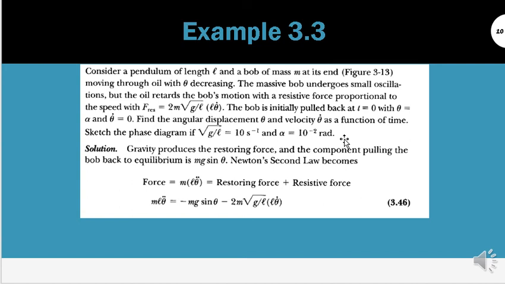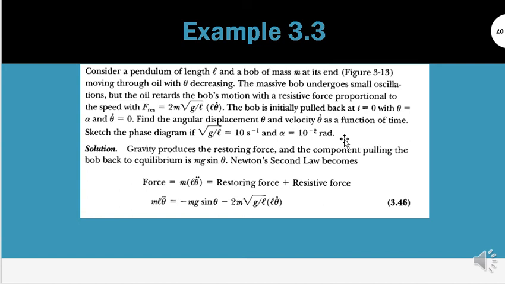Find the angular displacement theta and the velocity theta dot as a function of time and sketch the phase diagram if g over L is equal to 10 s inverse and alpha is 10 to the negative 2 rad. So, solution. We have here gravity producing the restoring force, and the component pulling the bob back to the equilibrium is mg sine theta.